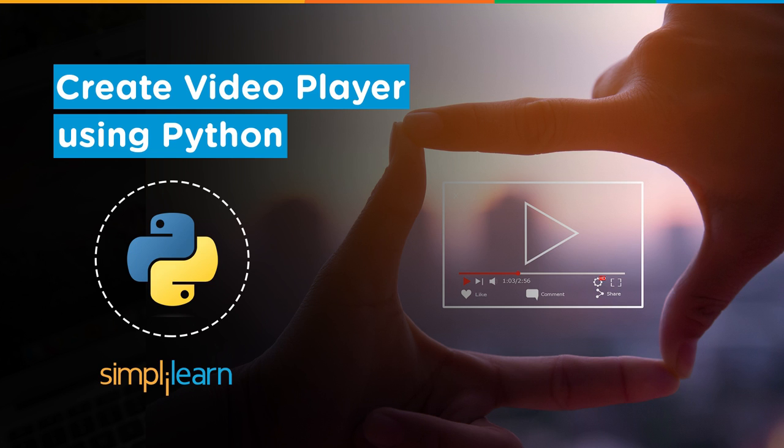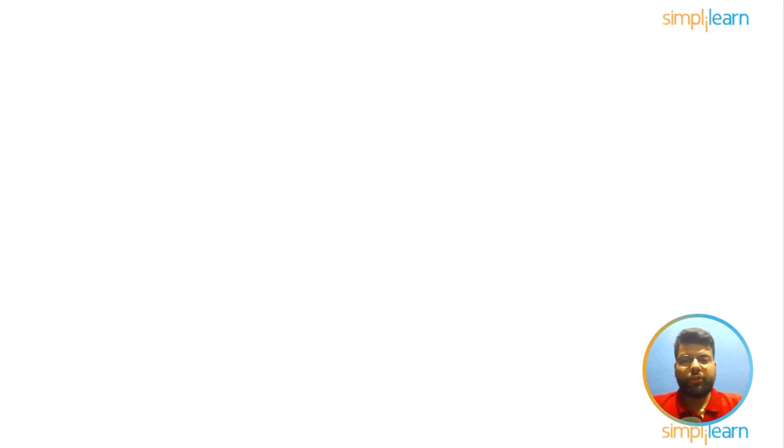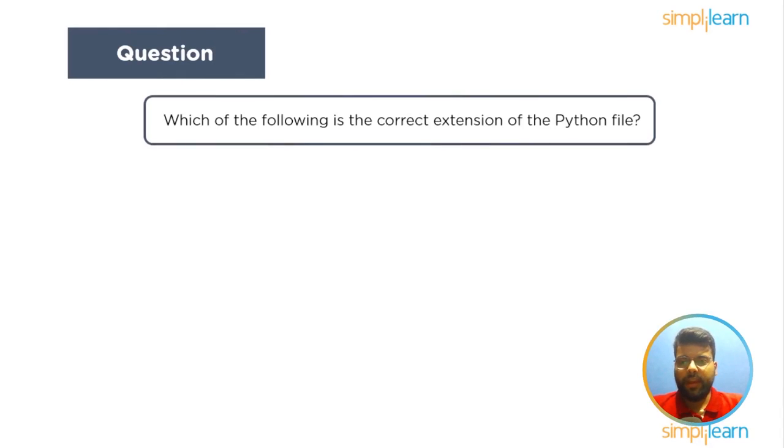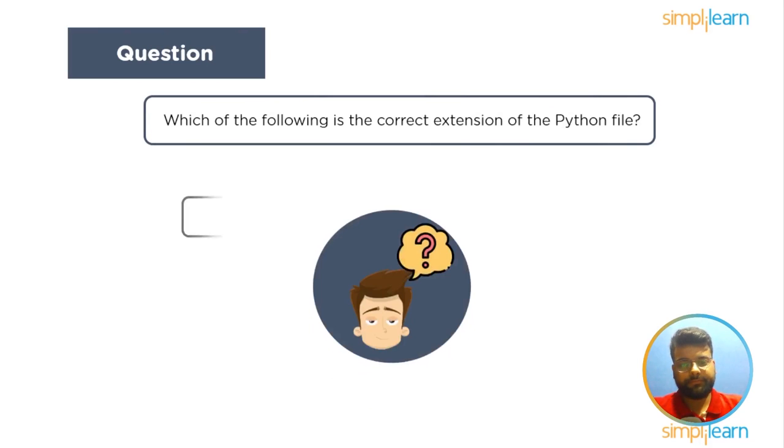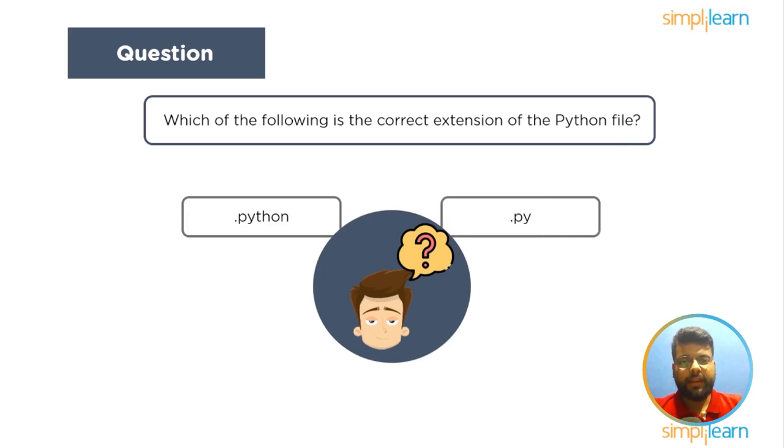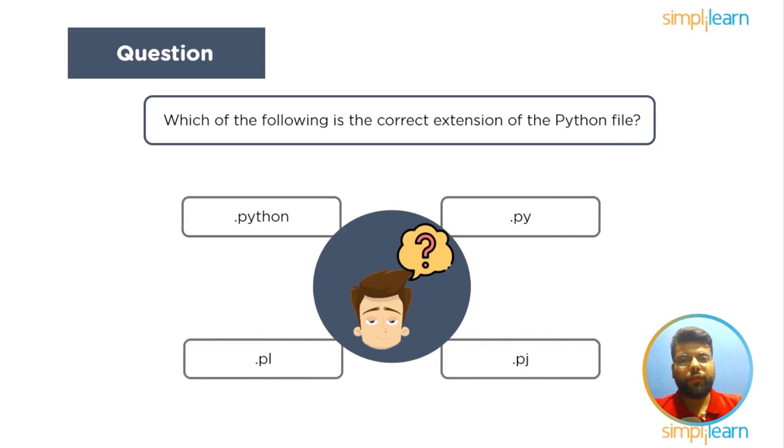Before starting, let us have a simple question to brush up on our knowledge. Your question is, which of the following is the correct extension of the Python file? Your options are: the first option is .python, the second is .py, third is .pl, and the fourth one is .pj. Please answer in the comment section below and we will update the correct answer in the pinned comment. You can pause the video, give it a thought, and answer in the comment section.